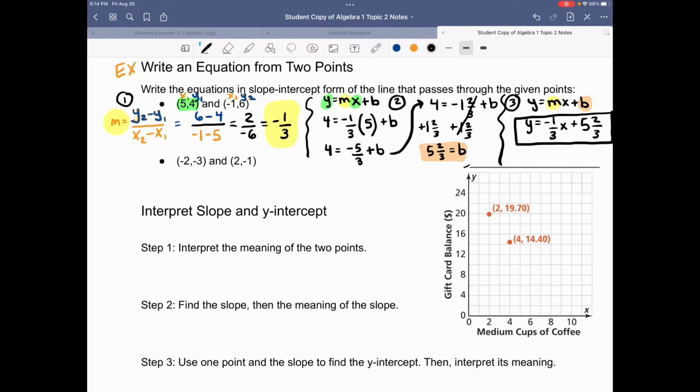Let's do another example that is similar to the one we did. Write an equation from 2 points. We're going to start with step 1. M is equal to the y2 minus y1. So I'll label my y's. This is my y1, this is my y2.